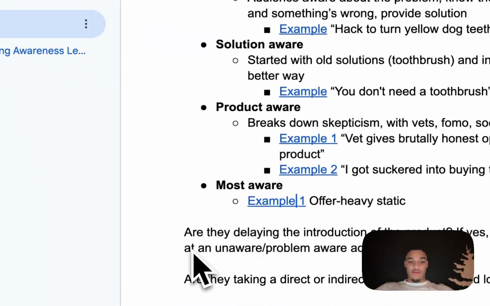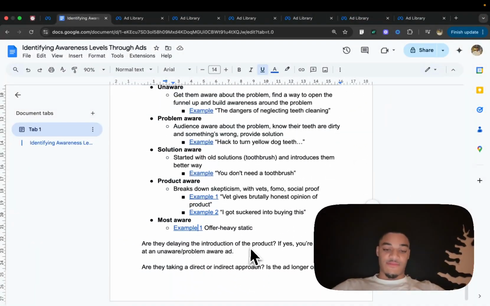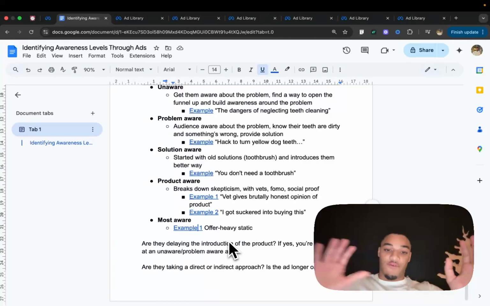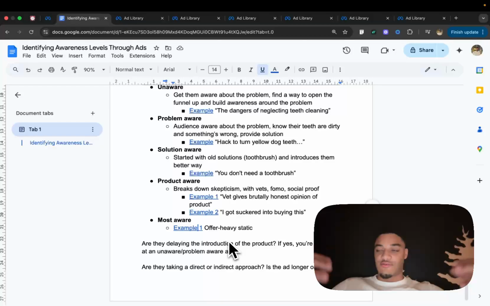And additionally, another way you can figure out the awareness level I'm talking about, just by looking at the ads, is the delay of the introduction of the product, right? Are they delaying the introduction of the product? Are there different elements that they have put in place before getting to the product, for example, education, right, or other things? If yes, you're looking at more of an unaware or problem aware ad.